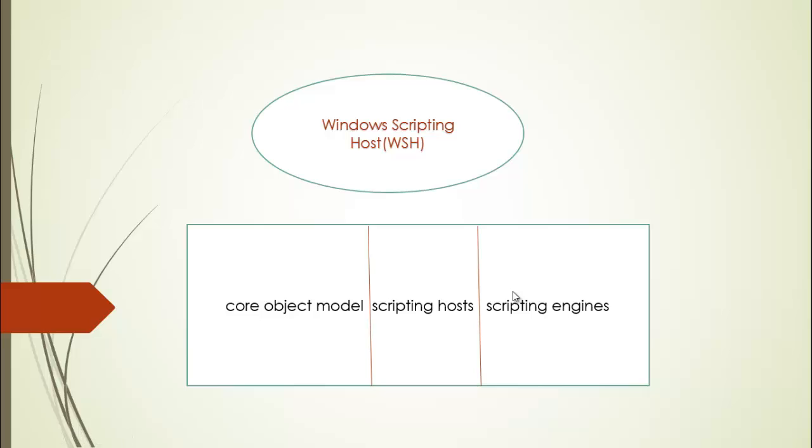WSH consists of core object model, scripting hosts, and scripting engines. Scripting hosts are the ones used to execute scripts. Core object model provides the key functionality necessary for scripts to interact with the operating system. Scripting engines are language specific. They provide the core functions, objects, and methods for a particular language. Suppose for VBScript we have a separate scripting engine and for JScript we have another scripting engine. These are all installed by default on Windows.